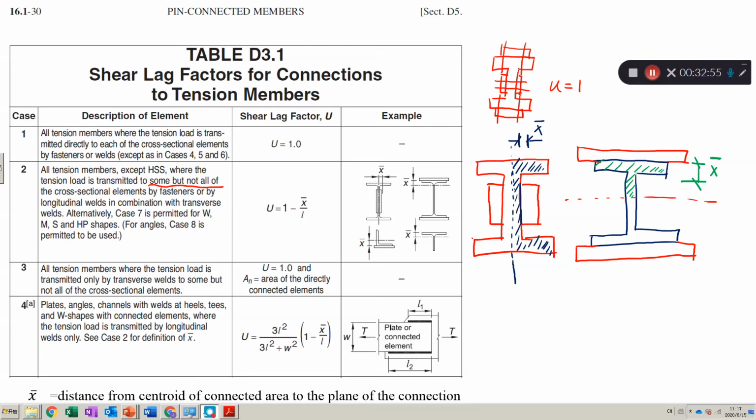And there are some other cases in this table, so please read the description of the cases carefully to see which case applies to your project. All right.